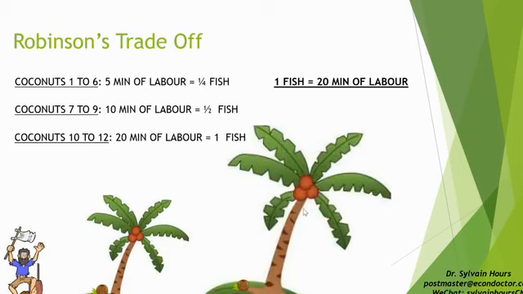So it will take more of my time. Let's say it takes 20 minutes of my time to pick up each coconut on the big tree. 20 minutes is exactly the time that I need to catch one fish. So in this case, the opportunity cost of the coconuts 10, 11, and 12 is exactly equal to the value of one fish. So this very simple example, I think, is very effective to illustrate this concept of increasing opportunity cost when it becomes increasingly difficult to produce each additional unit of output.